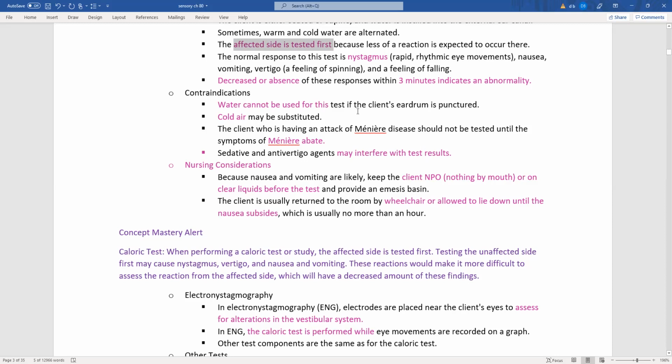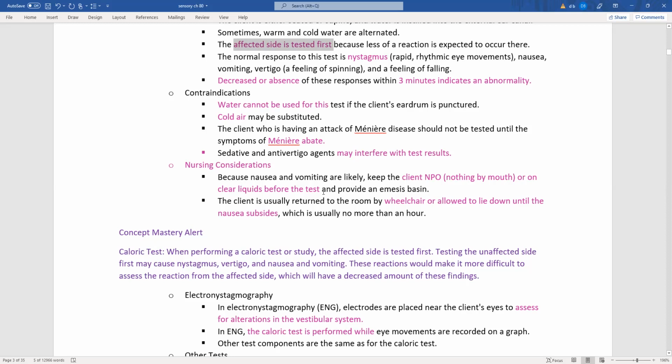So don't put water in the ear. We're going to use cold air instead. If they have an attack of Meniere's disease going on, don't do it. You can't test them until it is gone. And sedative and anti-vertigo medicines or agents are going to interfere with the test, so you're not going to do those as well. So moving on, concept mastery.